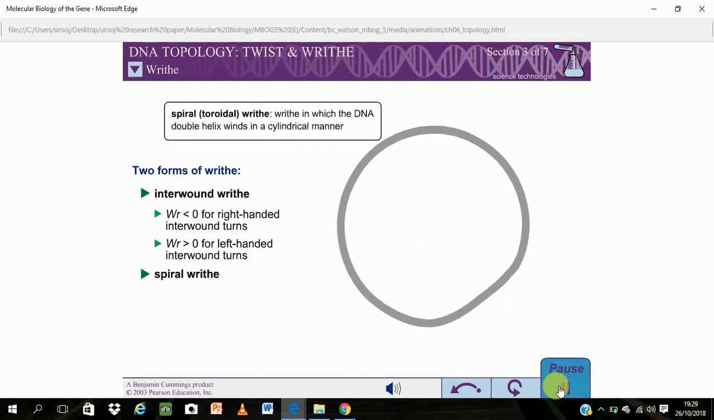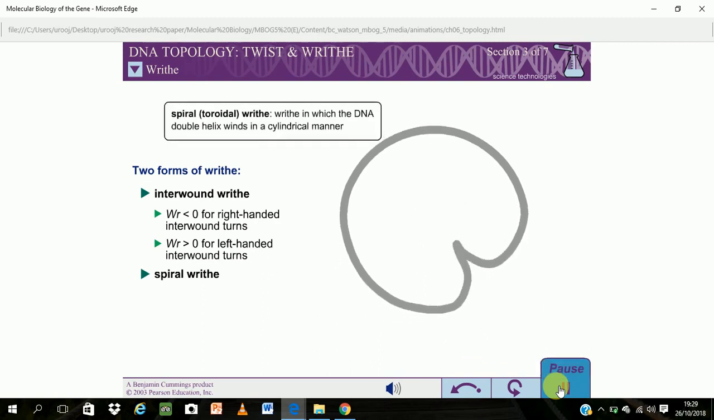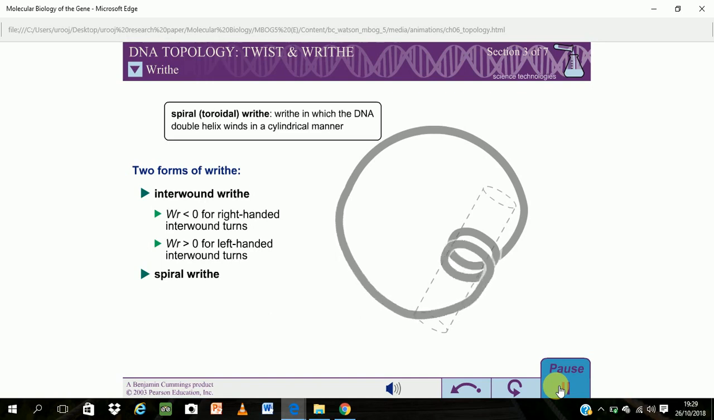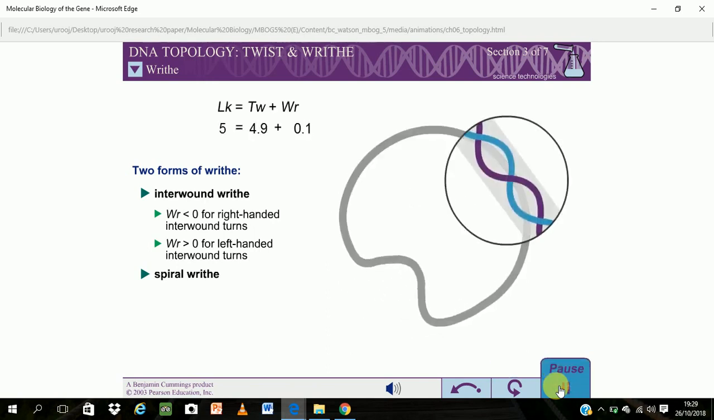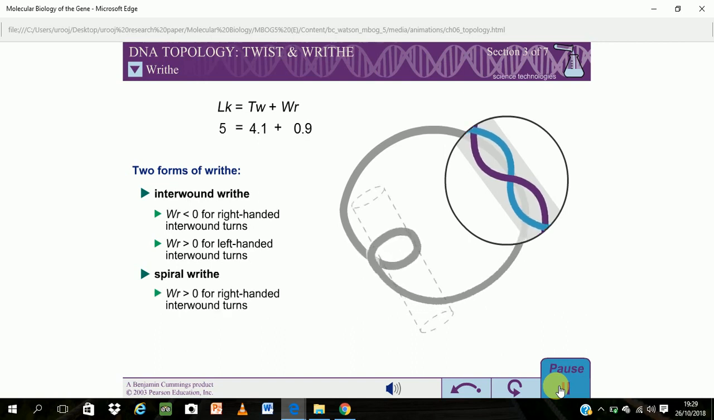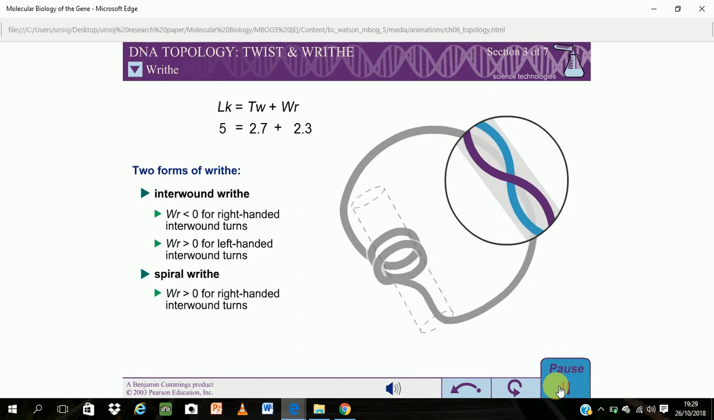The other form of writhe is spiral or toroidal writhe. In spiral writhe, the DNA winds as if around a cylinder. Spiral writhe often occurs when DNA molecules wrap around proteins. If right-handed DNA writhes to form a right-handed spiral coil, the twist number decreases. Therefore, right-handed spiral turns are assigned positive writhing numbers. Note that this is the opposite of right-handed interwound turns.